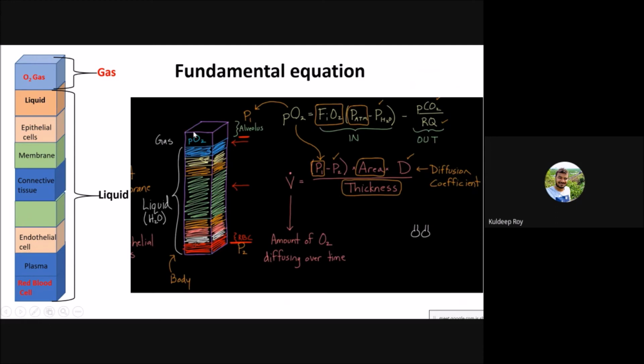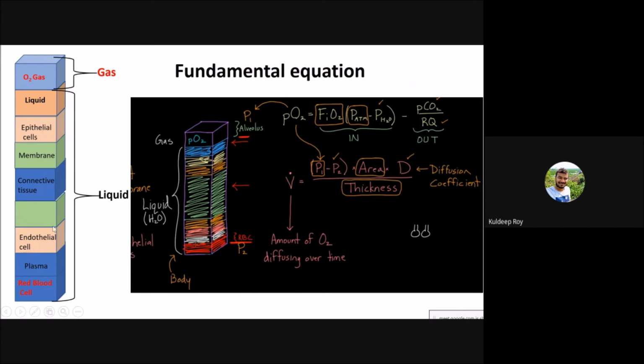Like this is oxygen, I have made the partial pressure of oxygen, this is PO2, partial pressure of oxygen. This particular region will be the membrane. From here to here, the whole portion is liquid.